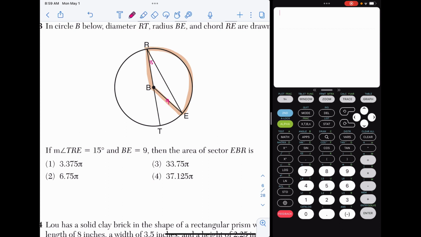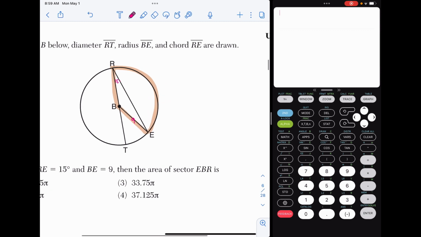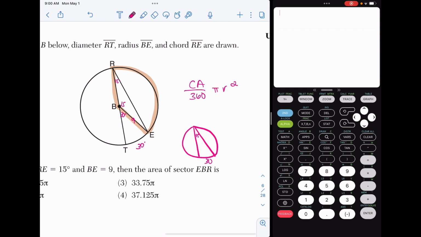One thing the Regents has really been doing on a lot of questions is giving you a measure of an inscribed angle. But the area of a sector formula is central angle over 360 pi r squared. So I need to figure out what this central angle is in order to find the area of that sector. Since it's an inscribed angle of 15, it is half the measure of the intercepted arc. If that's confusing in this picture, think about it in a simpler form: if that's 15, the arc is 30. And since this is a central angle, angle TBE, that is equal to the arc. Then we have two supplementary angles here, so that makes this 150.